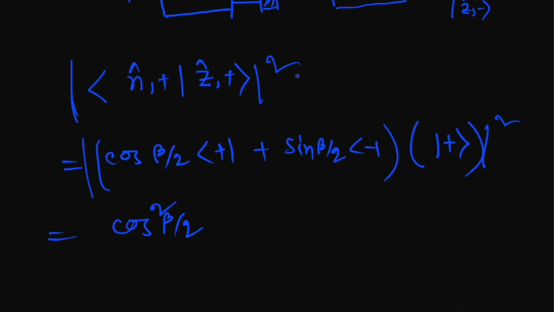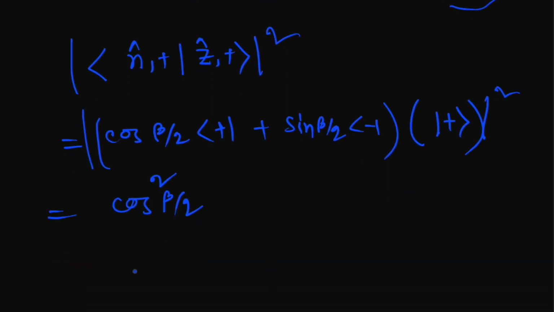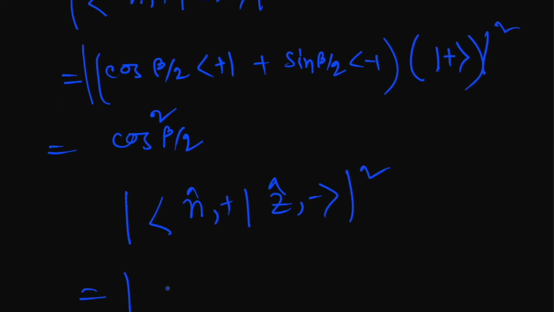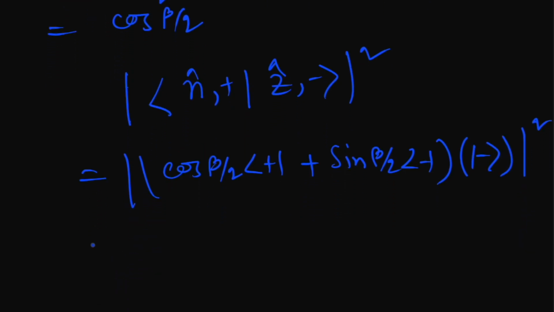And again, after going through this apparatus, what will be the probability that this state will be thrown into the z cap minus state? The probability will be mod of n cap plus z cap minus squared, which is nothing but sin square beta by 2.